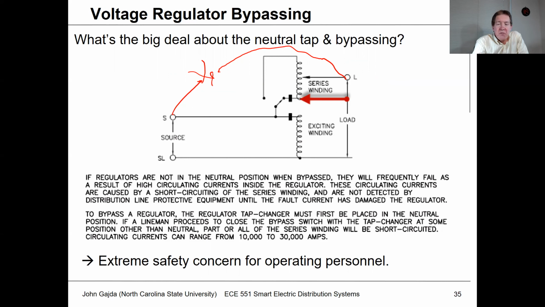Now, what happens if this tap position is not at 0? Well, if it's like tap position 3, you're going to have voltage across the series winding. And when you try to isolate this out of the circuit and you're shorting out the S to L position, you'll have a voltage that you'll be shorting out. You're going to cause a huge fault current. So the purpose of this slide is to make sure that when you're doing maintenance and you're bypassing this device, this is set to the tap equals 0 position.